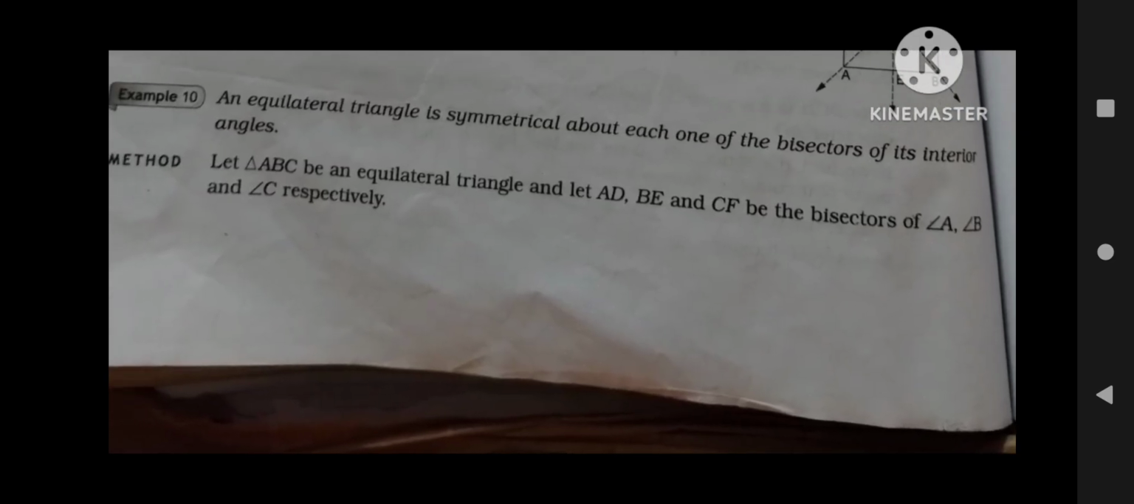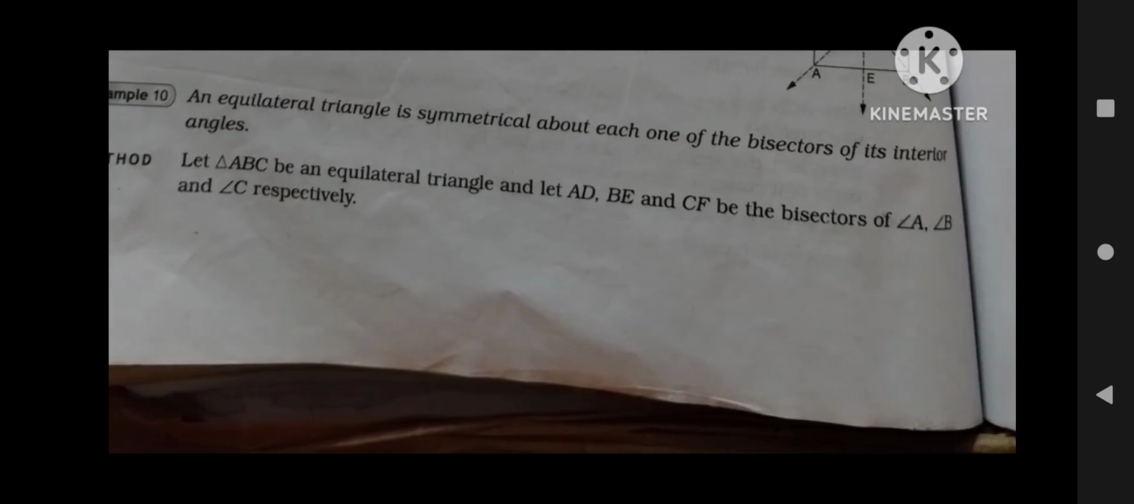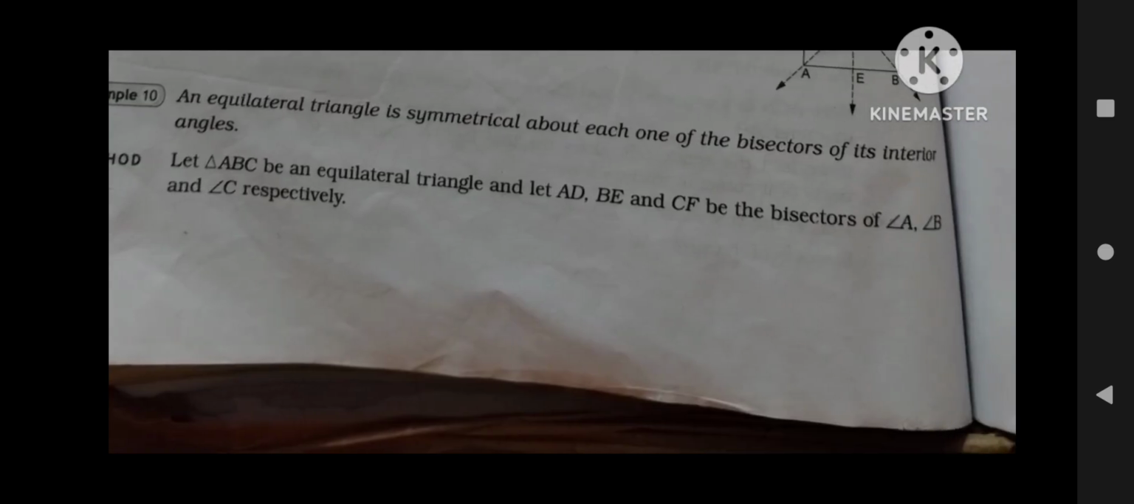10. The equilateral triangle is symmetrical about each one of the bisectors of its interior angles. Method. Let ABC be the equilateral triangle and let AD, BE and CF be the bisectors of angle A, angle B and angle C respectively. Then it is easy to see that ABC is symmetrical about each of the lines AD, BE and CF.